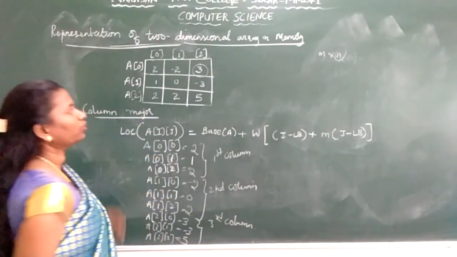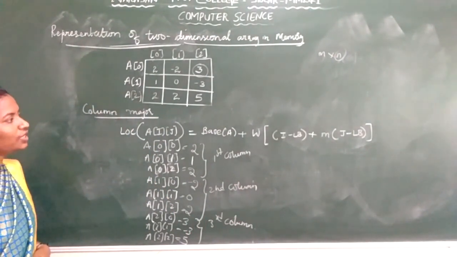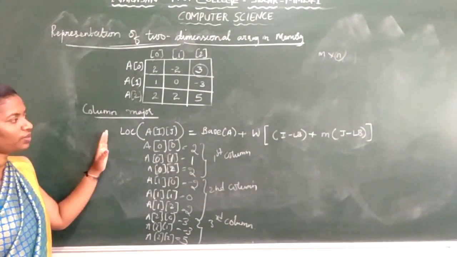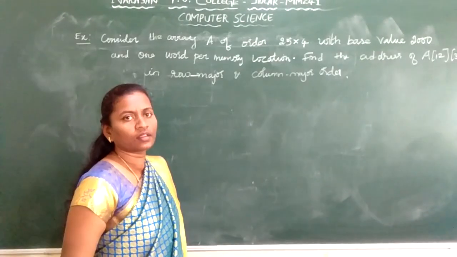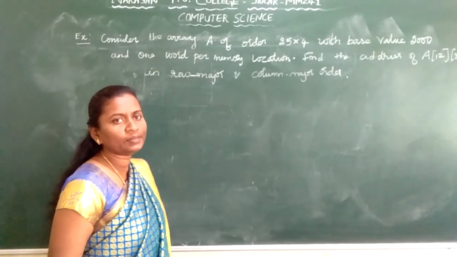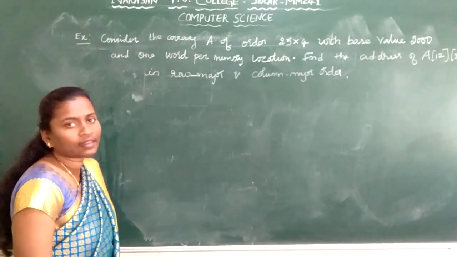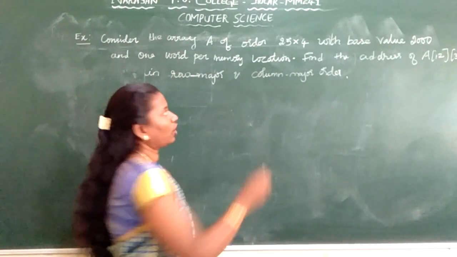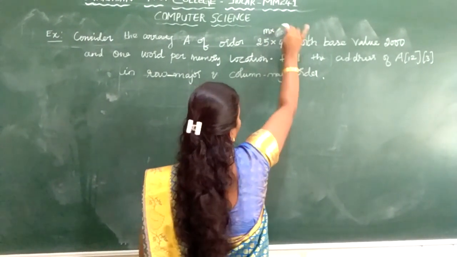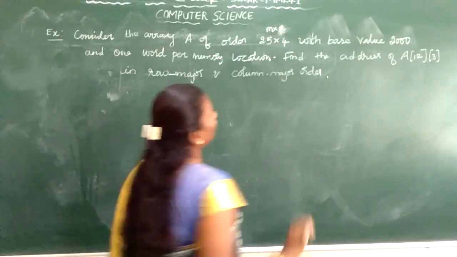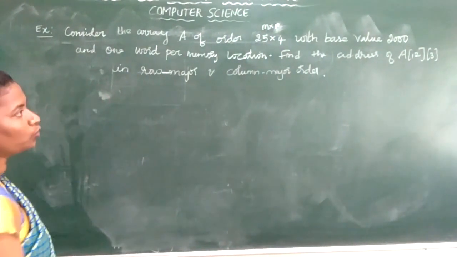So this is how we do the representation for row major and column major. Next we'll discuss the problem. Two problems we'll discuss. One is for row major and the next one is for column major. So I have taken an example problem. See, this is a worked out example. So consider the array A. A is an array of order m into n. What is this? Your 25 into 4, m into n matrix. So your m value is 25, your n value is 4, with the base value 2000.